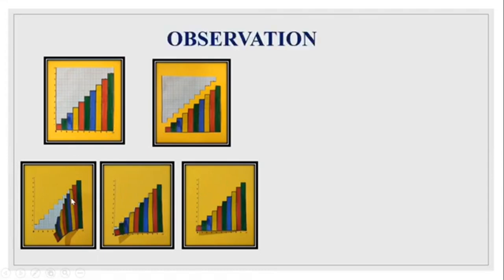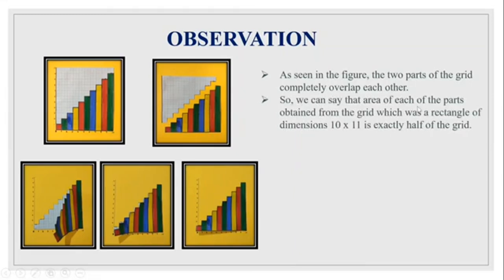So I'll write the observations. As seen in the figure, the two parts of the grid completely overlap each other. So this complete graph paper has been divided into two parts. And the area of each of these parts is what? We can say that the area of each of the parts obtained from the grid, which was a rectangle of dimensions 10 by 11, is exactly half of the grid because they're completely overlapping. That means the area of this colored portion is the same as the area of this uncolored portion. That means the complete area of this grid, which was 10 by 11, is, what? It is double the area of this colored portion.